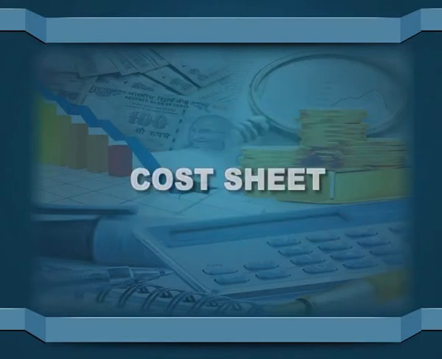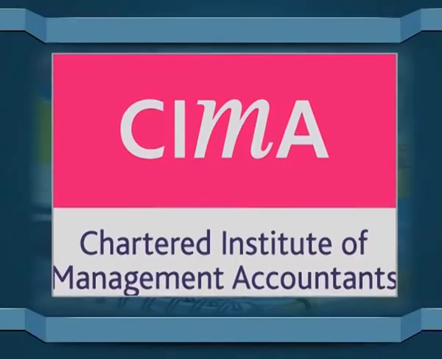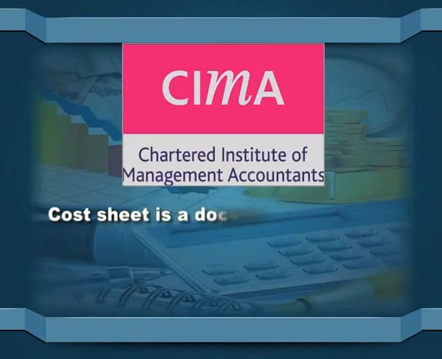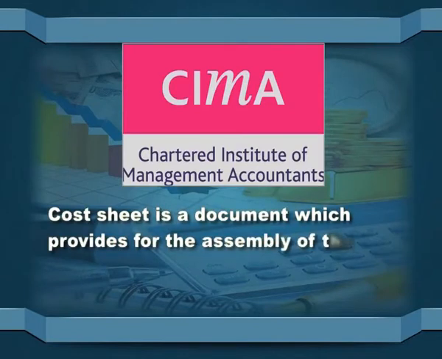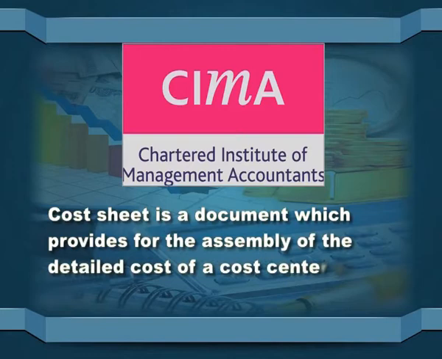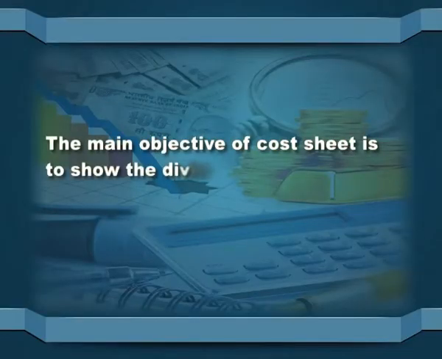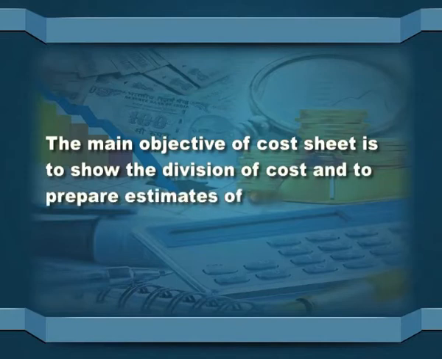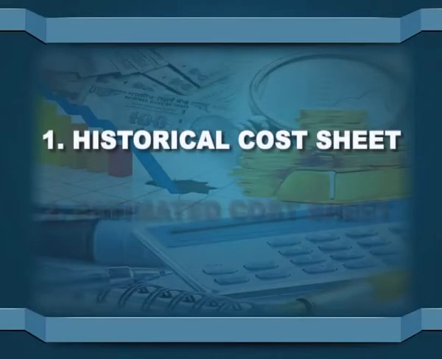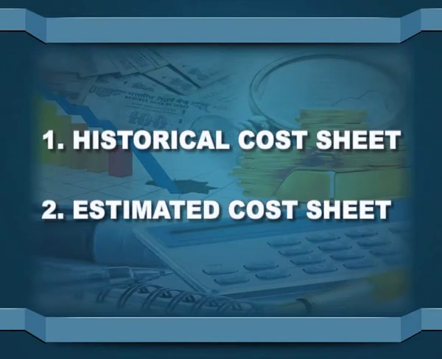Number 1. Cost sheet. Cost sheet is a statement of cost. According to CIMA, cost sheet is a document which provides for the assembly of the detailed cost of a cost center or cost unit. It may be prepared weekly, quarterly, monthly or yearly. The main objective of cost sheet is to show the division of cost and to prepare estimates of costs for the future. There are two types of cost sheet, that is historical cost sheet and estimated cost sheet.